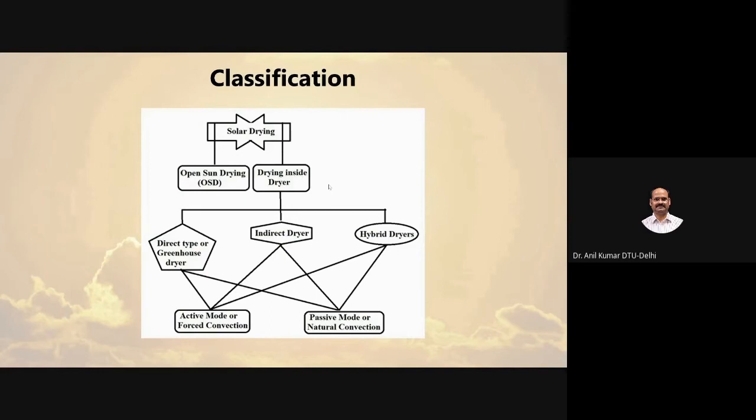Okay, so this is the airflow mode, how the airflow is there in the drying chamber. Based on that, we can classify the solar dryer as active and passive mode. So this is the broad way you can classify.